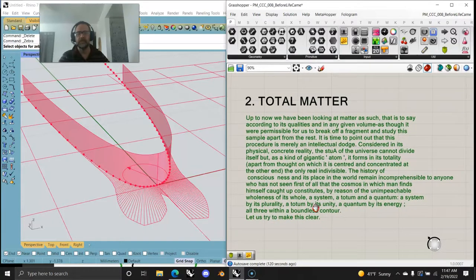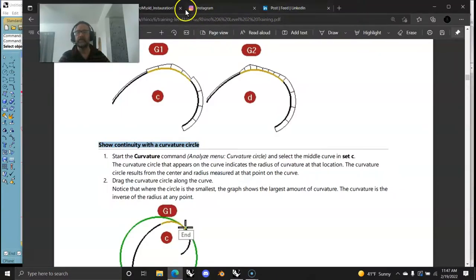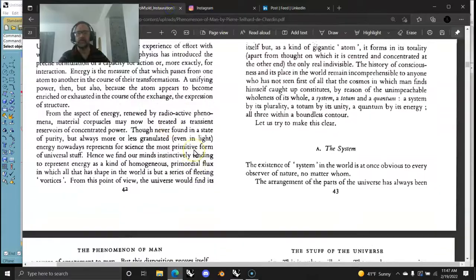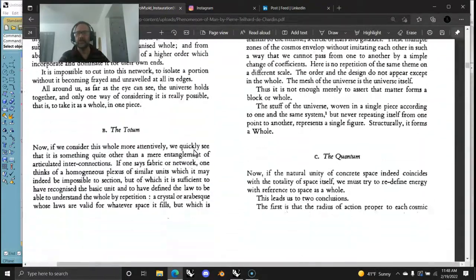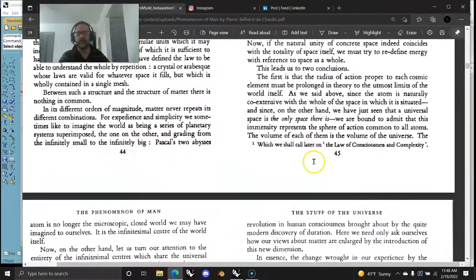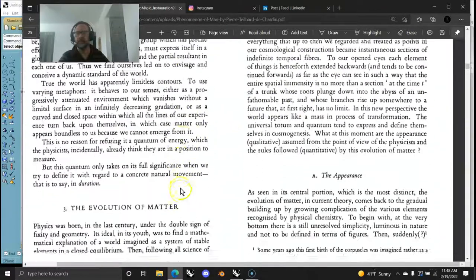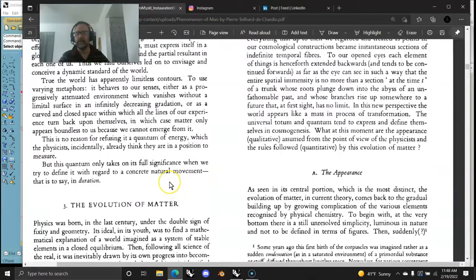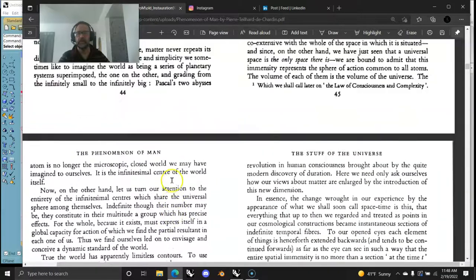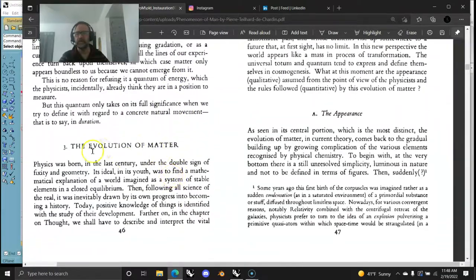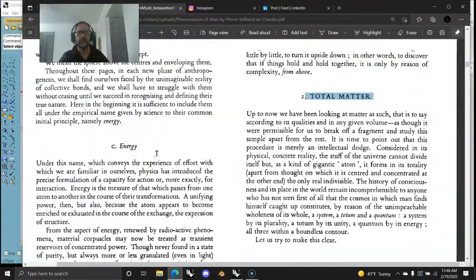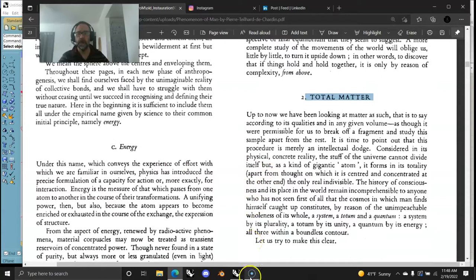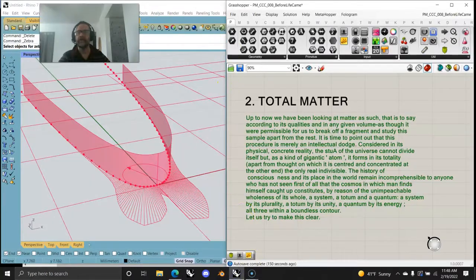So I'm getting a bunch of visuals conjured up in my mind. I'm going to be able to jump in here and read a little bit more about what exactly the system, the totem, and the quantum might entail to give me more visuals in my creative mind. And in the end, I should be able to make it all the way down to this section, down to the evolution of matter. We'll see what happens. But right now, I'll be stuck on Total Matter for a little while. And thanks very much for watching.